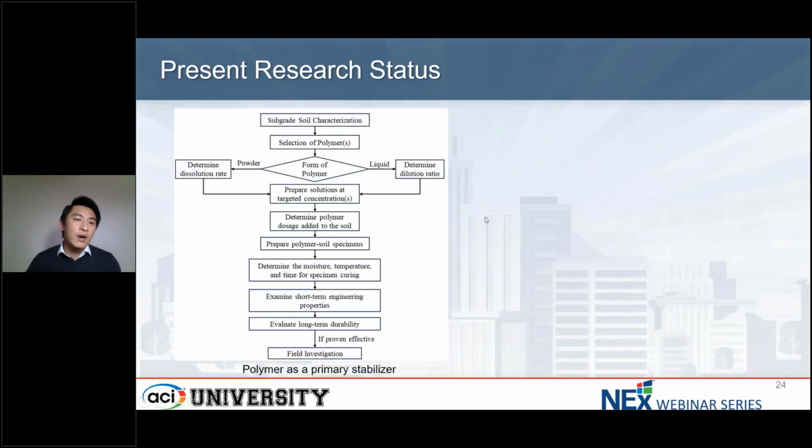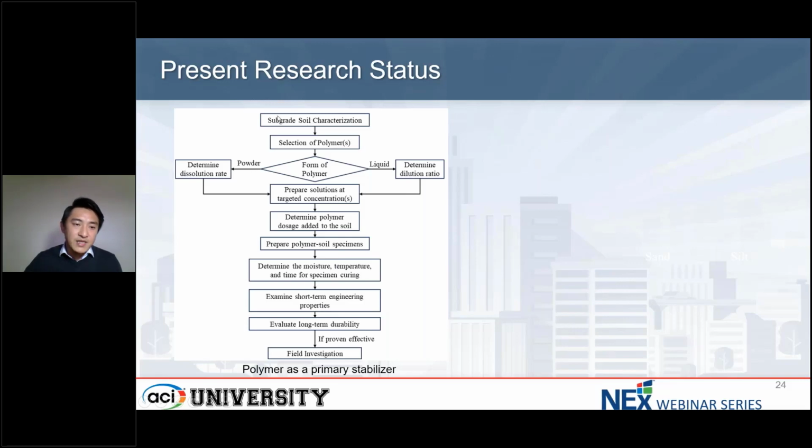And you may be wondering, okay, how do they perform their research? If I'm new to this, how do they test it? How do we apply it in the field? This is a flowchart that we developed as we worked with ACI Next, trying to develop a guideline for polymer stabilization. In this flowchart, if you are already familiar with soil stabilization with regular stabilizers, most of these things are quite similar.